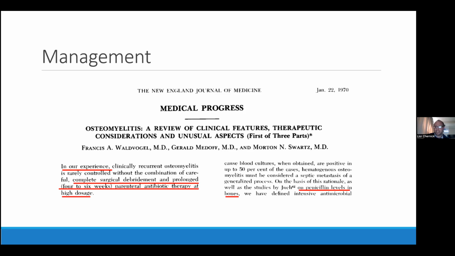And not that much changed in the last 50 years in terms of what we did. These principles have remained as the fundamental principles for treatment of these infections. And again, interesting that a large majority of that was based on expert opinion.